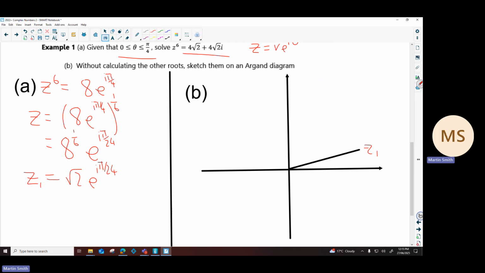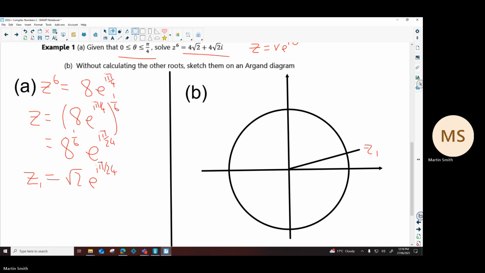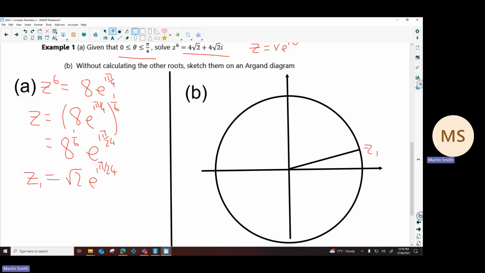Now, from what we know in the previous lesson, the remaining roots will form, there'll be 6 roots in total, and they're going to form a regular hexagon, which is centered at the origin. So what that means is they're all going to lie on a circle centered at the origin. And the separating angles are all going to be 60 degrees, 2 pi over 6, pi over 3 radians.